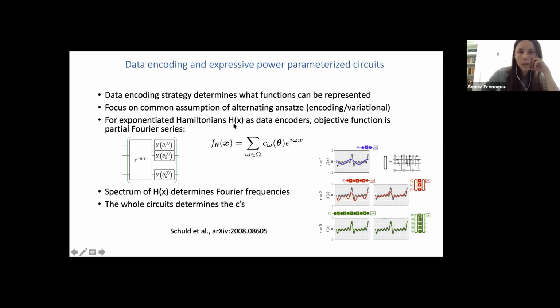So for exponentiated Hamiltonians like this, which carry the data, the objective function can be represented as a partial Fourier series, meaning that it's not the full Fourier series, it's truncated somewhere. And what's interesting in this paper, they showed, just by making these very simple assumptions, that the spectrum of this encoding Hamiltonian determines the Fourier frequencies, and then the whole circuit determines these coefficients. So what I really like about this paper is that it's putting more theoretical foundations to these machine learning tasks. And you can see the conclusions here as you add elements to your circuit, how you can capture higher Fourier components and approximate functions better.